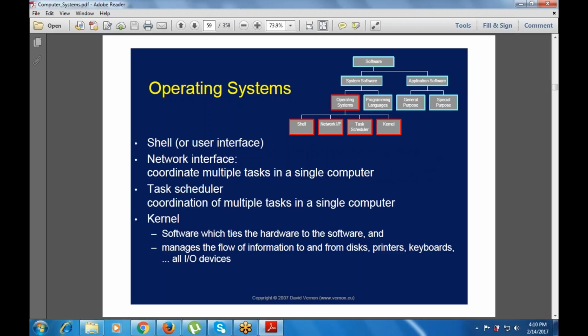There is a network interface card or the network interface that coordinates the work in a single computer. Then the task scheduler coordinates multiple tasks in a single computer. Then the software or the kernel that lists the hardware, whatever software you require for the hardware, and manages the flow of information to and from the disk, printer, keyboard, and all the input-output devices. That is the kernel.